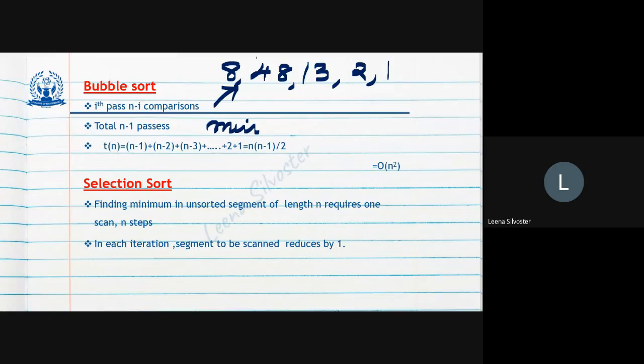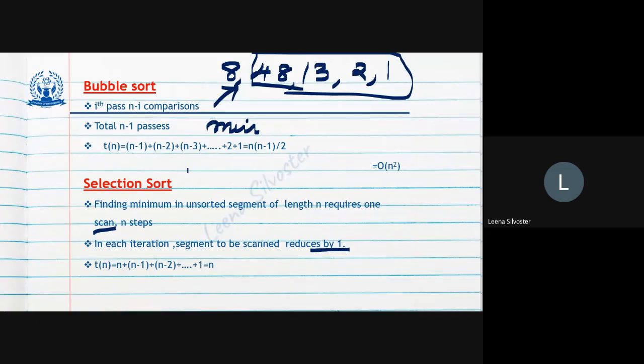Then from the next element onwards, this 8 is set as minimum. Then we will compare this 8 with the next numbers 48, 13, 2, 1. So we need just one scan. For finding the smallest number, we just need one scan. And in each iteration, the scan will be reduced by 1.